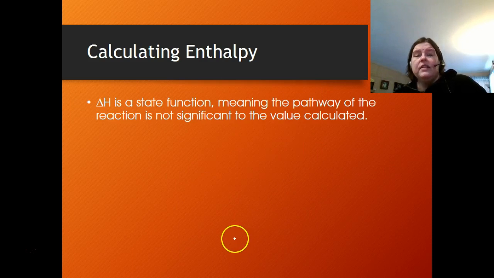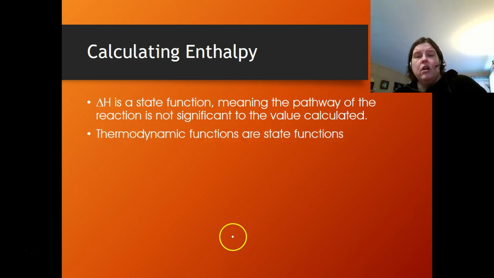So, delta H is called a state function. That means that it doesn't matter which pathway it takes. And you're going to find that when we start talking about Hess's law, when we take different pathways to get to the same result, and it's always going to be the same number. And that's what it means to be a state function. Almost all thermodynamic functions are state functions.